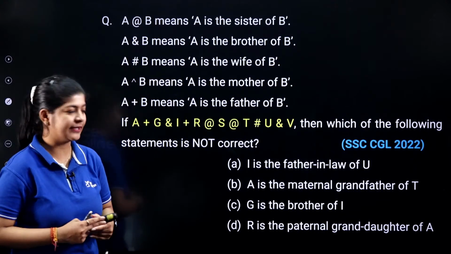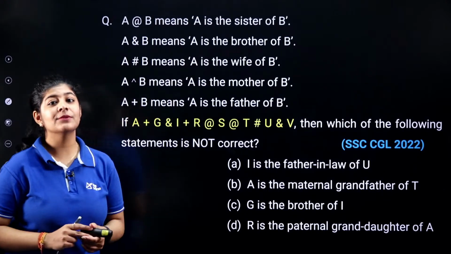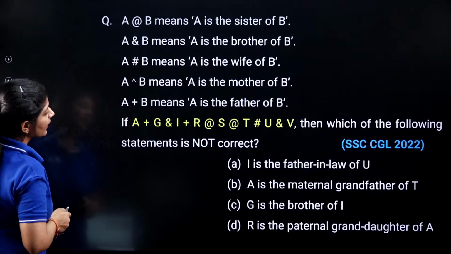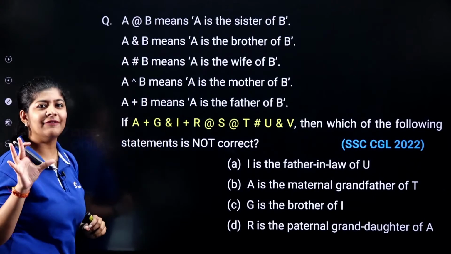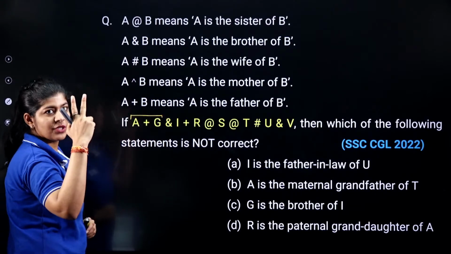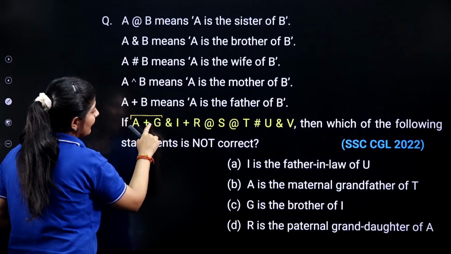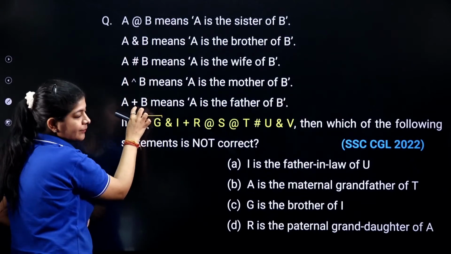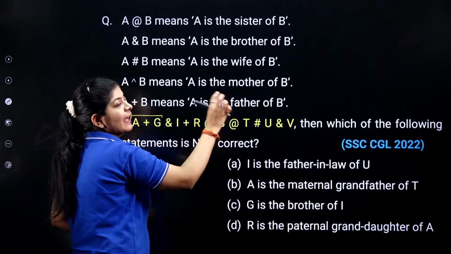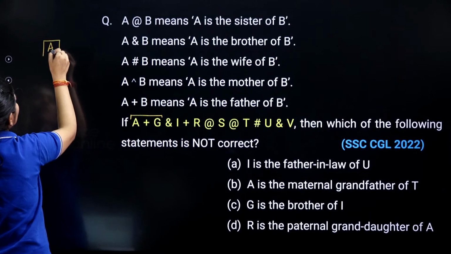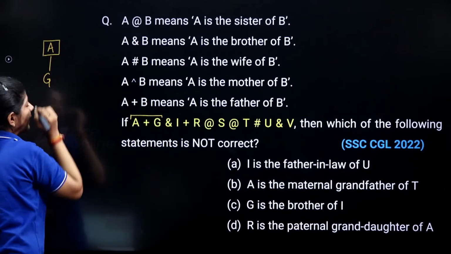Okay, let's start drawing it. Now this time I am just going to draw the family tree over here, right? A plus G. Whenever we have these types of questions, just simply pick two entities at a time. A plus G. Where we have this plus symbol, it means that A is a father of B. That means A is a father of G, right?